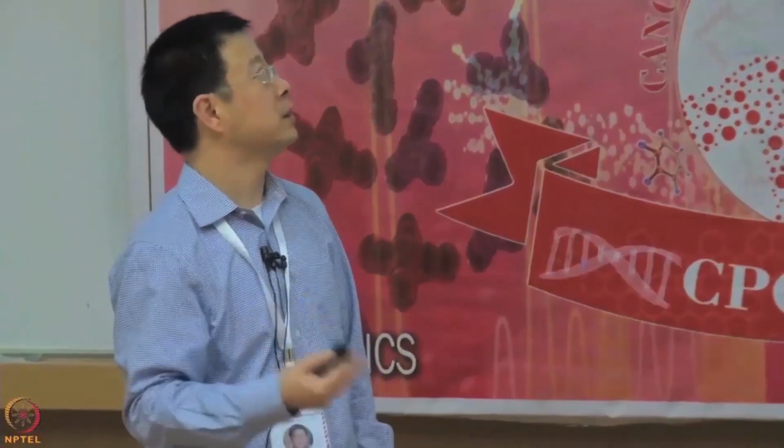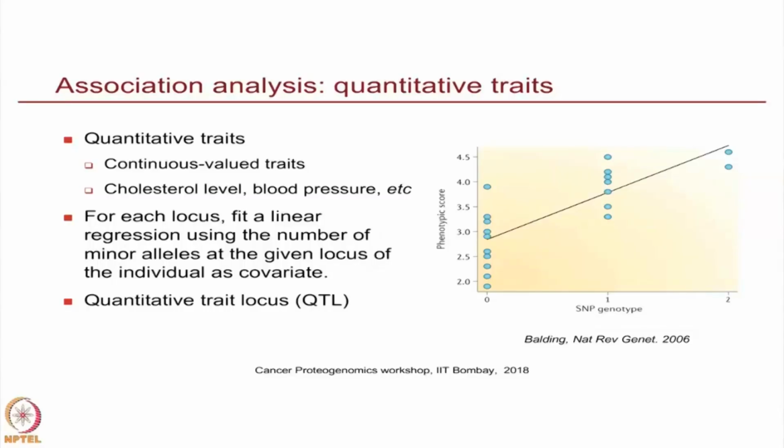But for continuous or quantitative traits, for example blood pressure or cholesterol levels, what we can do is fit a linear regression model to the data. Basically, the covariate will be the number of minor alleles in individuals, and you correlate that with the continuous measurement of the phenotype, for example blood pressure, and then you can test the goodness of fit of that linear regression. And if you find a locus is associated with a quantitative trait, we call that locus a quantitative trait locus, or QTL, and probably you have heard about QTL many times.